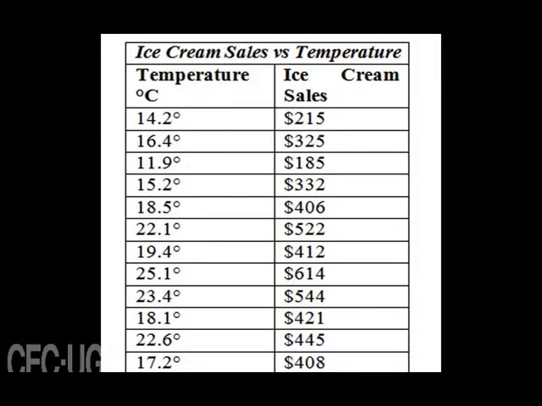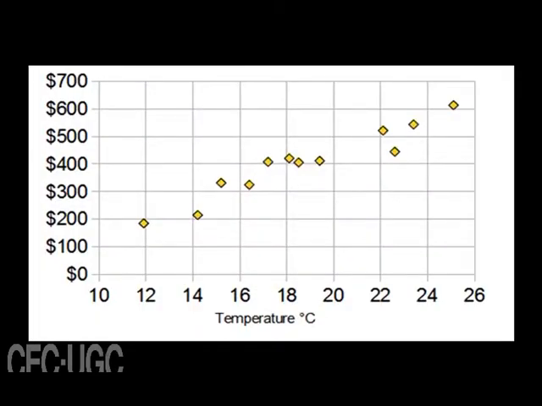For example, the local ice cream shop keeps track of how much ice cream they sell versus the noon temperature on that day. Here are their figures for the last 12 days. This is the data of temperature and ice cream sales. The same data is shown on the scatter plot. The scatter plot shows the positive correlation between temperature and sales.